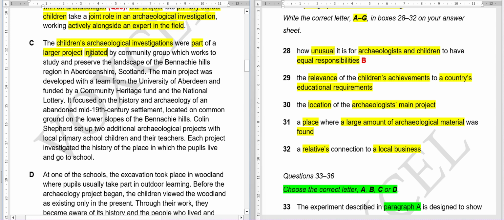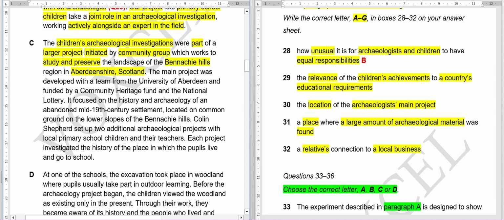And this particular project was initiated, means started, by a community group, which wants to study and preserve the landscape of this Binake Hills, that is a region in Aberdeenshire, Scotland. So this is a place, and this is the location of that particular project.